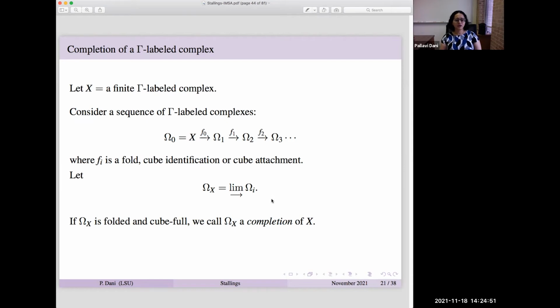Okay, so like I said, you might think, well, how do we know this even exists? Well, it turns out it's not too hard to show that if you start with a finite complex, then a completion always actually exists. So there's always going to be some way of doing these moves in such a way that you end up with a direct limit which is folded and cube full. Now, it might not be finite still, but that's okay.